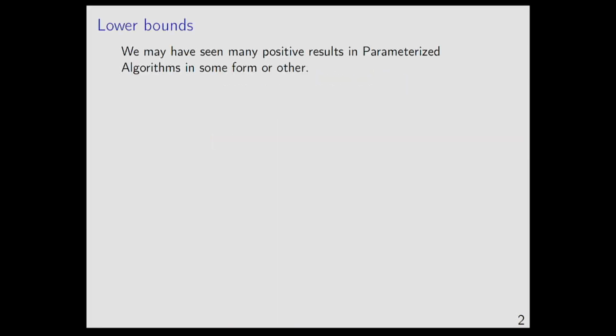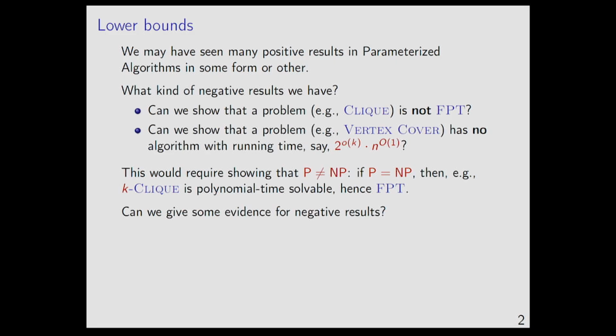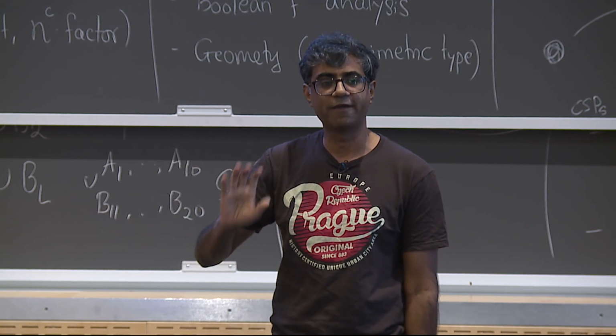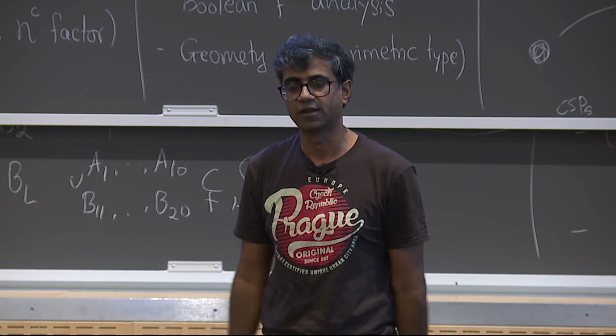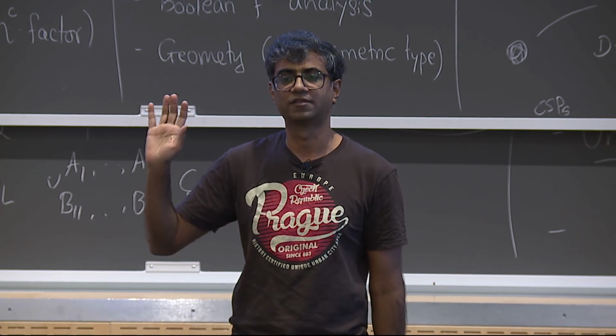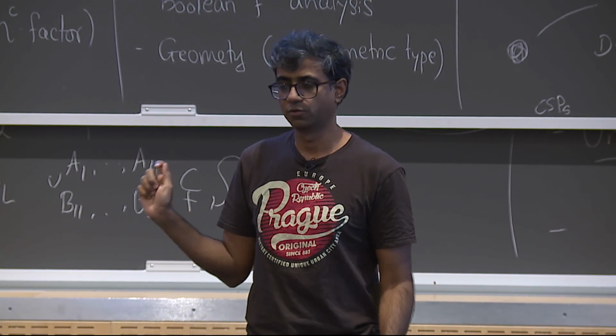Okay, so you might have seen lots of positive results in parameterized algorithms, but what kind of negative results do we have? For example, the clique that Subhas defined is also hard in the world of parameterized complexity. What it means to be hard is that we do not expect an algorithm with running time f of the size of the clique that we desire, where the input dependence is still purely polynomial, okay?